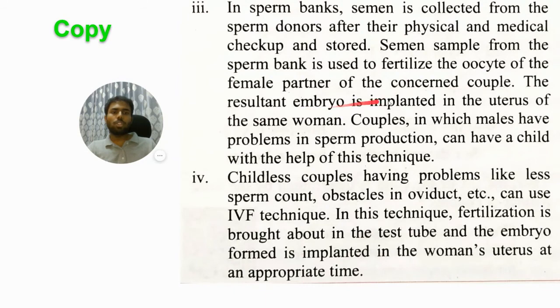The resultant embryo is implanted in the uterus of the same woman. In the uterus of the woman of that couple, they will implant that zygote which is formed, or embryo which is formed. Couples in which males have problems like sperm production can have a child with the help of this technique. So this technique is for those whose male partner has a problem, for example a sperm production problem.